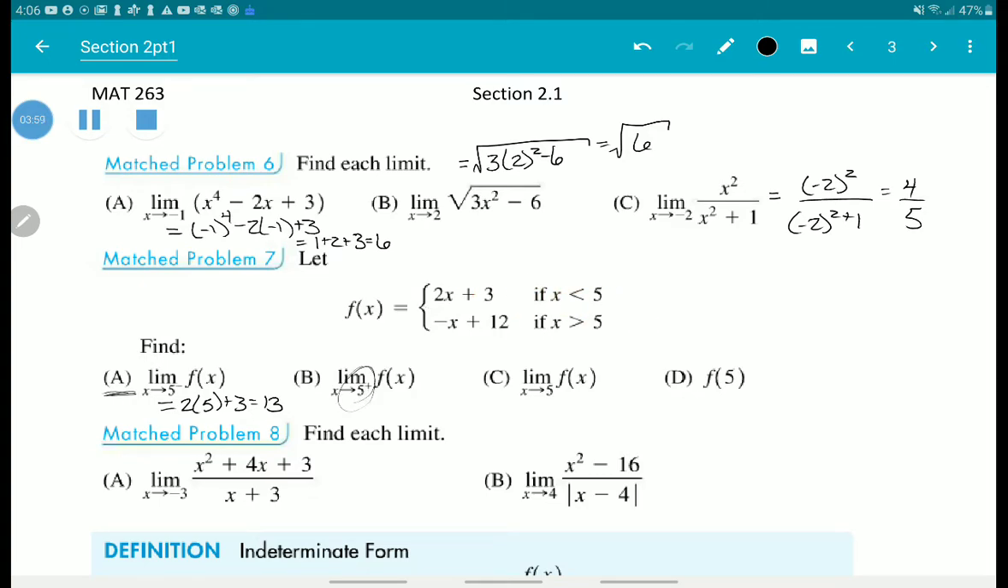If I want 5 from the right, then I have to use that bottom piece, because that would be values greater than 5. Substitute in -5 plus 12. It's going to give us a 7. Now, because we know the left- and right-hand limits, we also know what the limit is at 5. Notice they are different numbers, which means this limit does not exist.